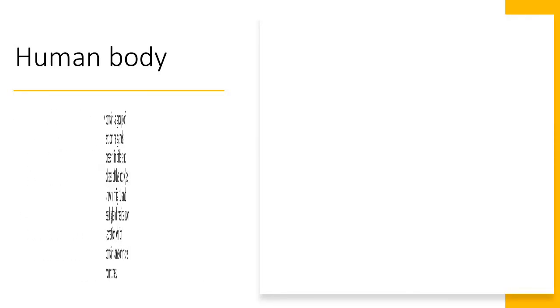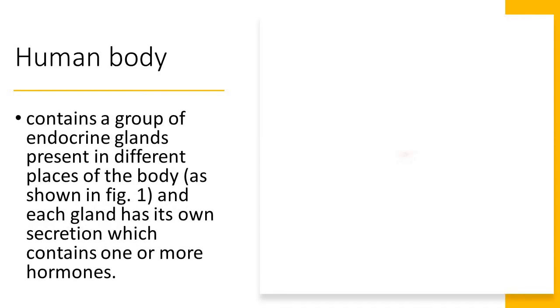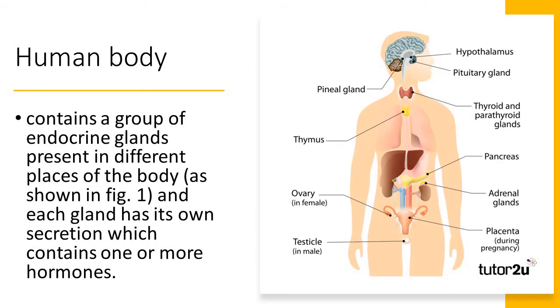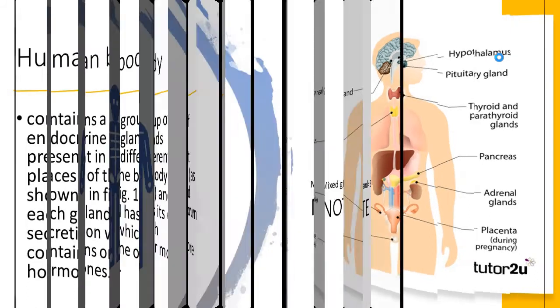Let's start in the human body and see the endocrine glands here. We have a lot of endocrine glands. Let's start with the first one, which is called the pituitary gland. Where is it found? Under the hypothalamus, a part of the brain. It's called the pituitary gland.